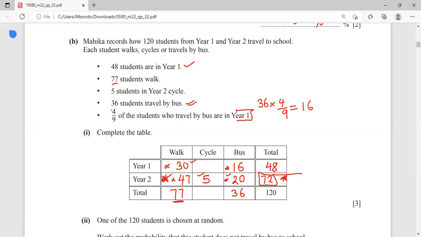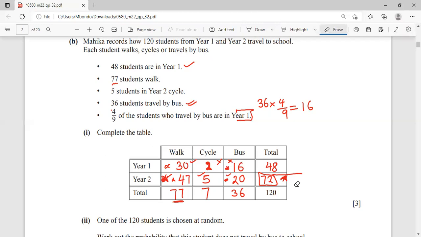Then again, look at the total here. When we add 30 and what is missing here plus 16, we must get 48. So what is going to be missing at this point? You will discover that 2 is what is missing. Then now we can find the total down here, which is 7. I hope you have followed that and it's easier for you to get. So when we get rid of this, this is how our diagram must look.